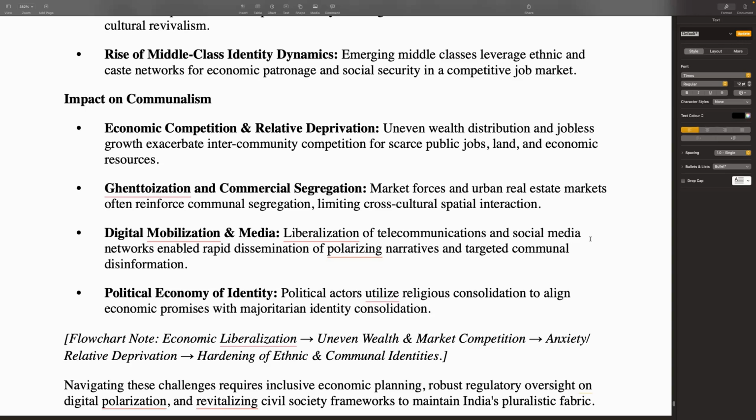Impact on communalism. What nonsense. Communal. I know the word, how to pronounce. Communalism. Sometimes I do not know what happened, man.